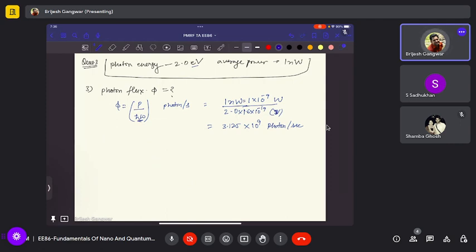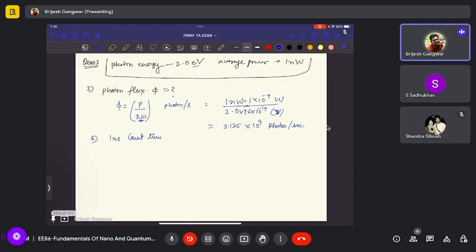Similarly, question 4: the count time of 1 nanosecond will contain an average of how many photons? So what will be the average number of photons?